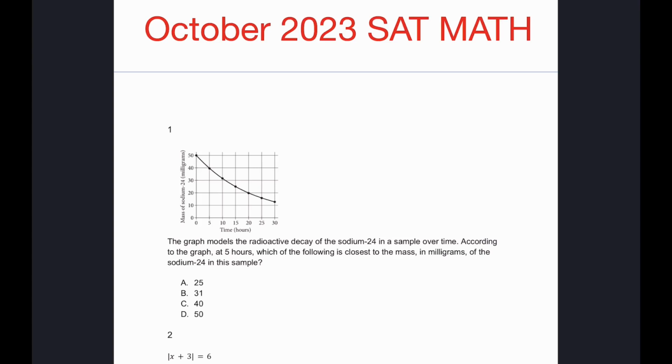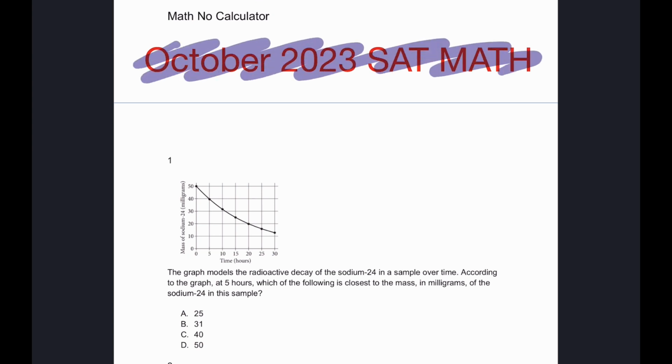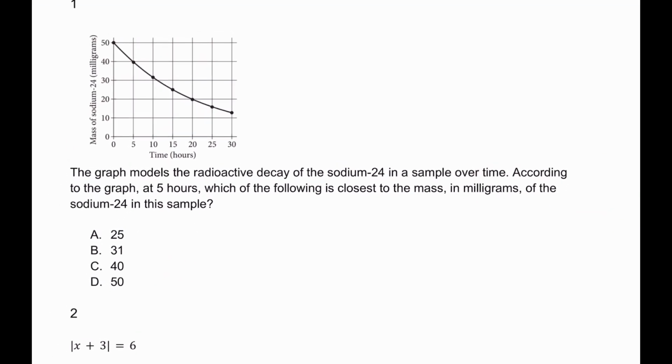All right, boys and girls, so this is the October 2023 SAT Math Non-Calculator, really the test from just about a month or two ago. Let's get right into it. This is number one. Without reading too much, what does it want? It says, which is the closest mass of sodium-24 after 5 hours? It's probably going to be 40.